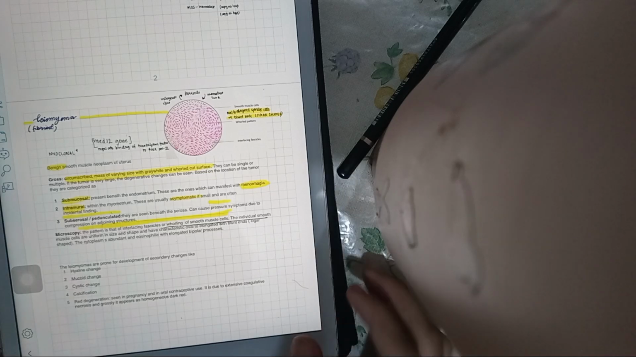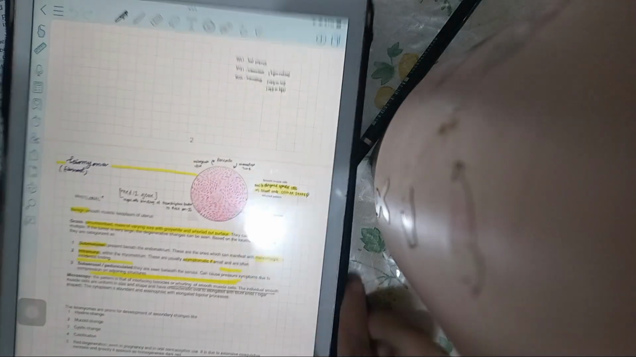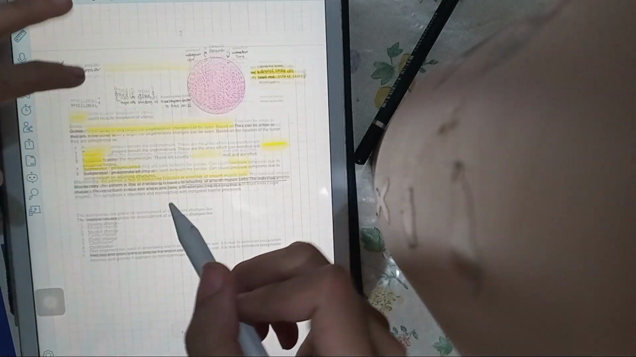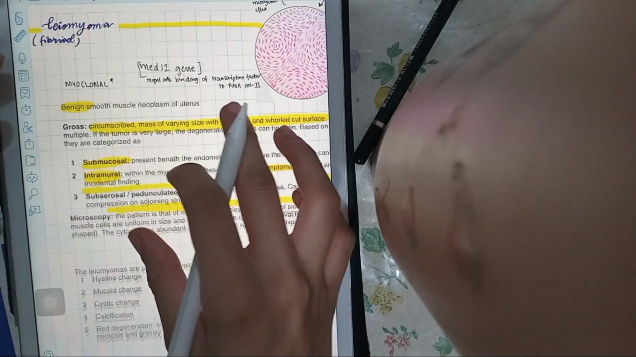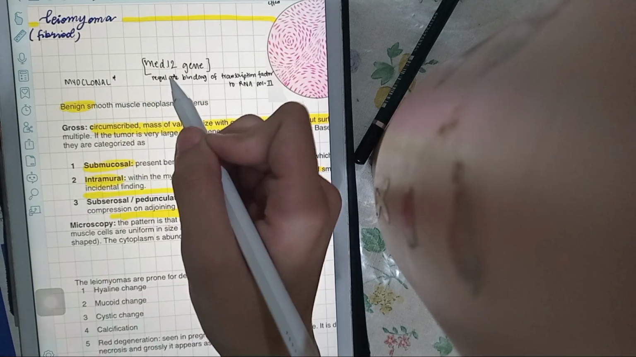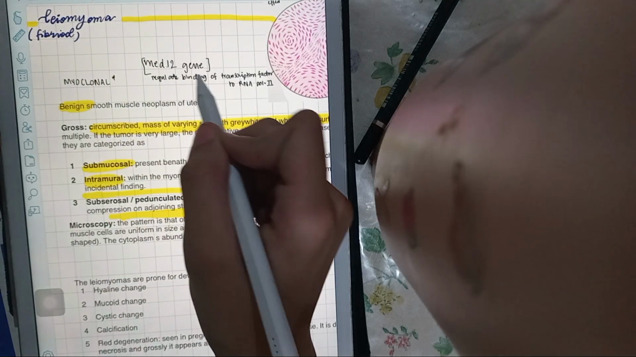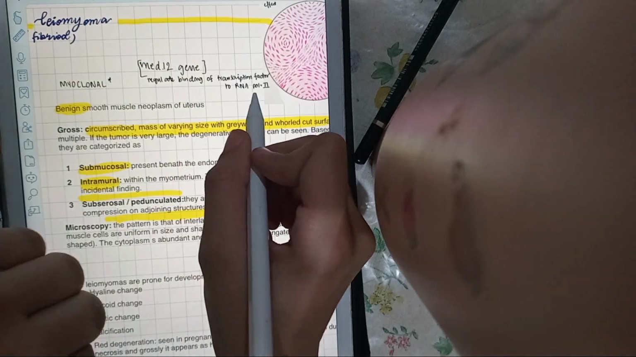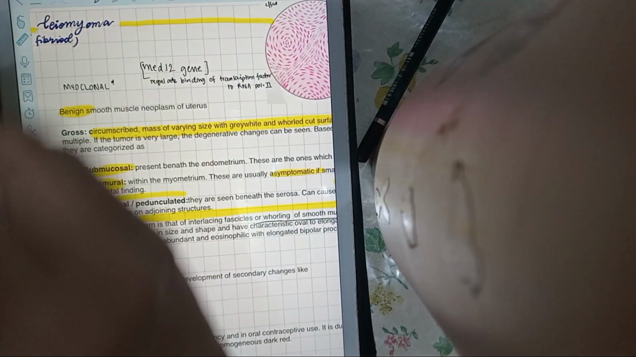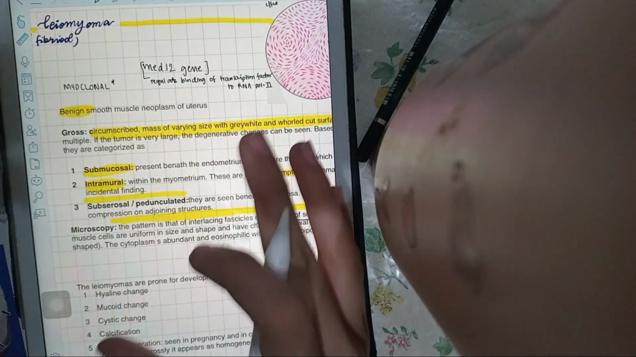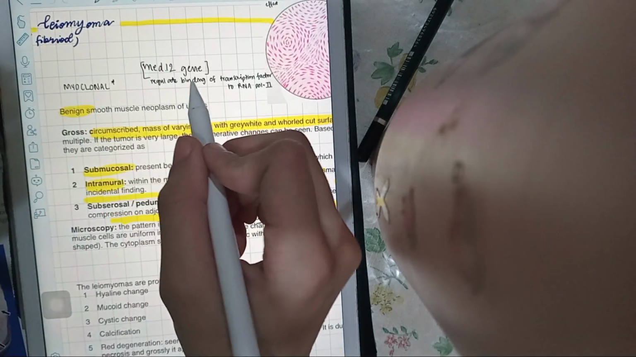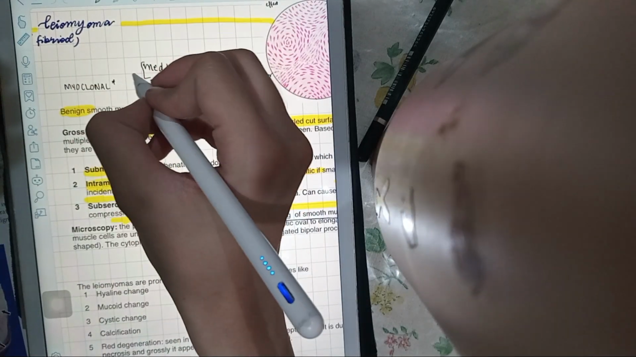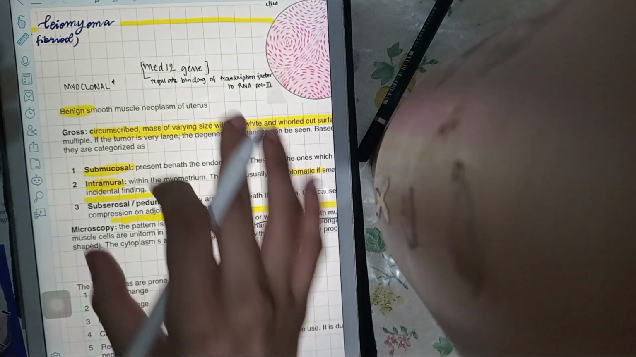Today's video will discuss leiomyoma, which is also called a fibroid in local terms. It is a monoclonal condition characterized by defects in the MED12 gene. What the MED12 gene does is regulate the binding of transcription factor to RNA polymerase 2, and mutation of MED12 causes this condition.